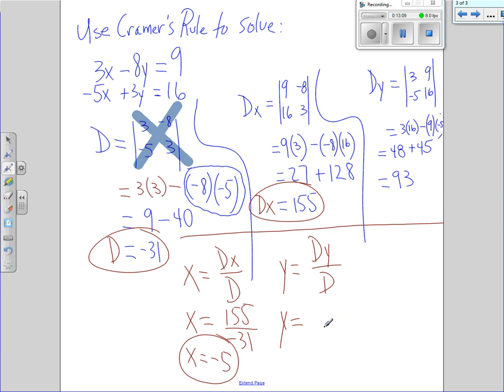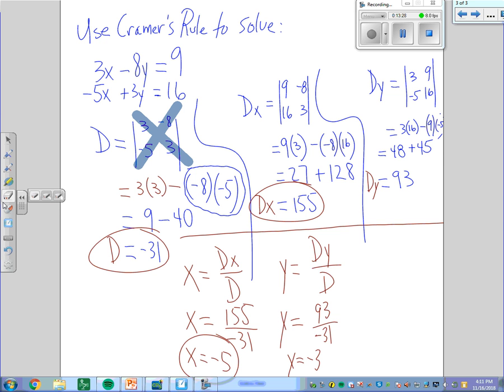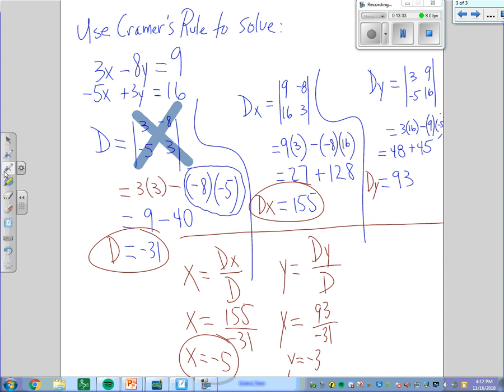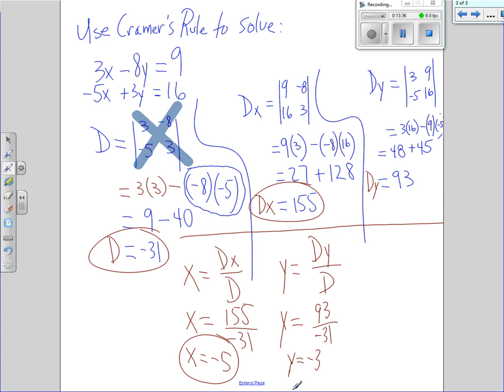To find our y coordinate, we take the determinant of y, which is 93, and we divide by the big dog determinant, which is negative 31. And this tells us that our y coordinate of our solution is negative 3. So as an ordered pair, the solution is negative 5, negative 3, and we are done.